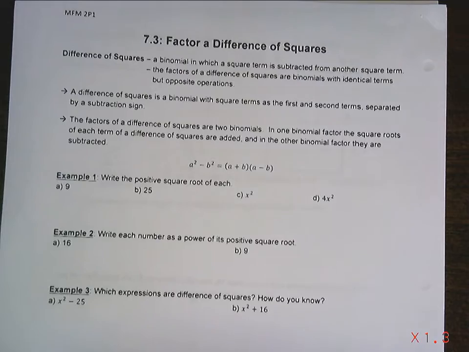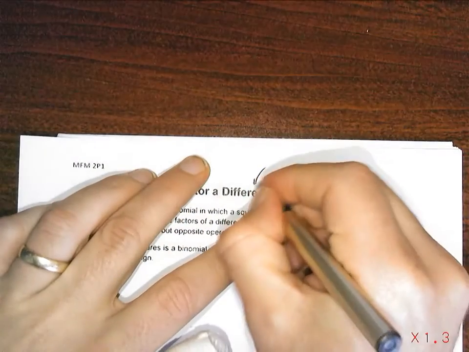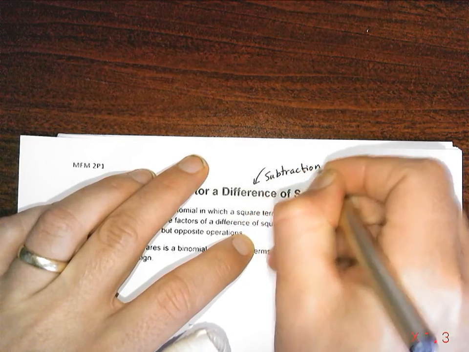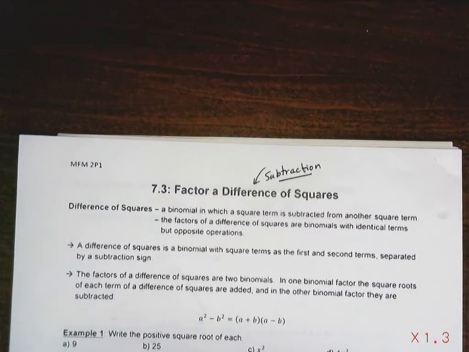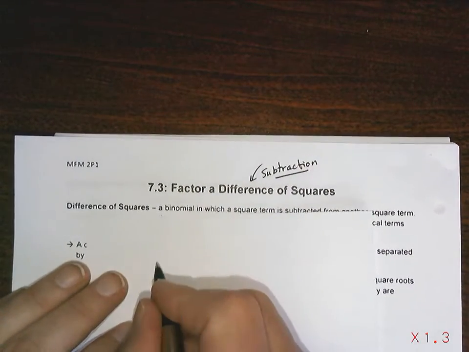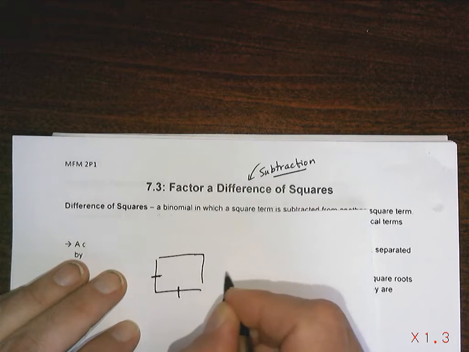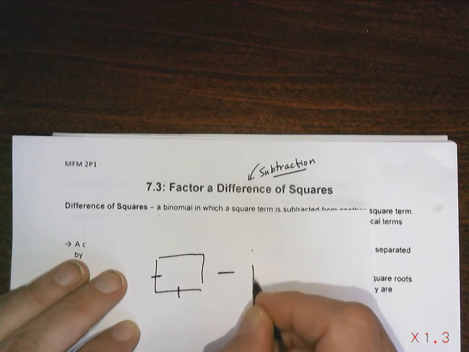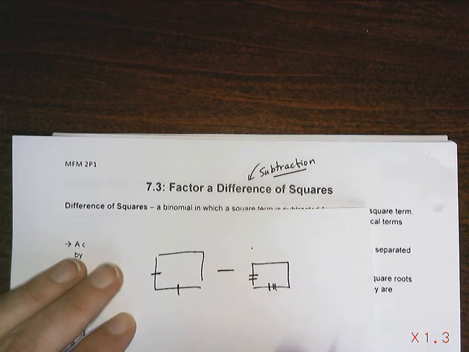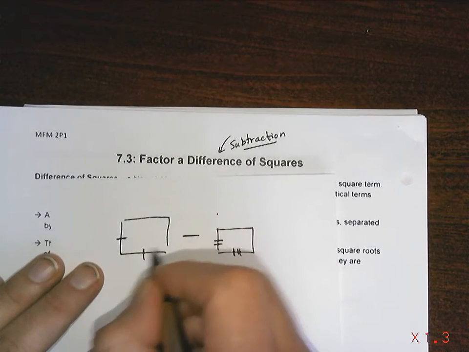Okay, so we're going to look at factoring differences of squares. First of all, what is a difference of squares? The word difference means subtraction. That's the first thing you have to understand, that we're talking about the subtraction of two perfect squares. Think about it like this. I've got a square, so this side equals this side. Subtract another square where this side equals this side. And that's really the idea here. You're subtracting a square term by a square term.